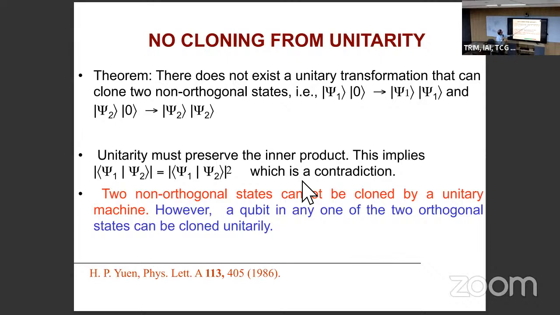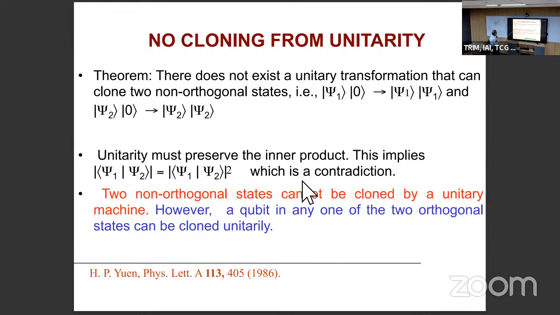So you take the inner product of this side, that is psi 1 psi 2, and this side is psi 1 times psi 2 and psi 1 times psi 2. So if you take the modulus, essentially this is equal to this squared. That is essentially a contradiction. For non-orthogonal states, the value of psi 1 psi 2 lies between 0 and 1, and this can never be satisfied unless they're orthogonal.